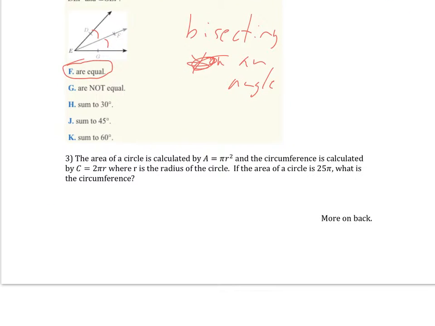Number 3, the area of a circle is calculated by A equals pi r squared. And the circumference is calculated by C equals 2 pi r. So remember, area is the amount of space it takes up on a flat surface, and circumference would be the distance around it, kind of a perimeter. It says if the area of the circle is 25 pi, what's the circumference?